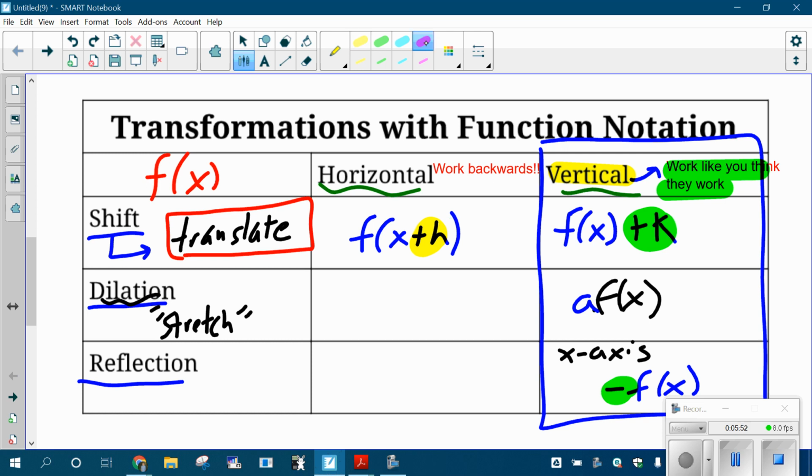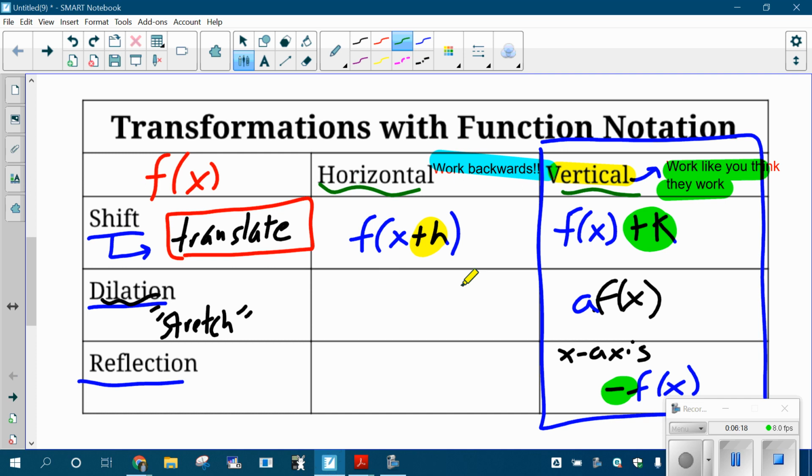Back to the work backwards thing. These transformations work backwards. Okay? Meaning if you have a +3 on the inside, for instance, you would think that would mean right 3, but it actually means left 3. Because it works backwards. So +3, you would think horizontally would be the right, but it's actually the left. Minus, you would think would be the left, but it's actually just right, because they work backwards.